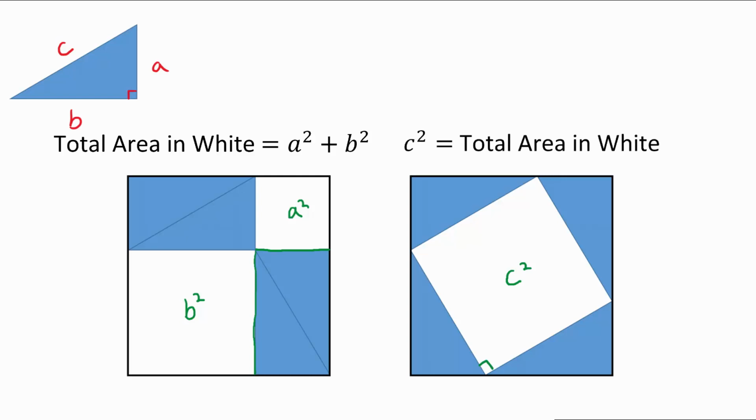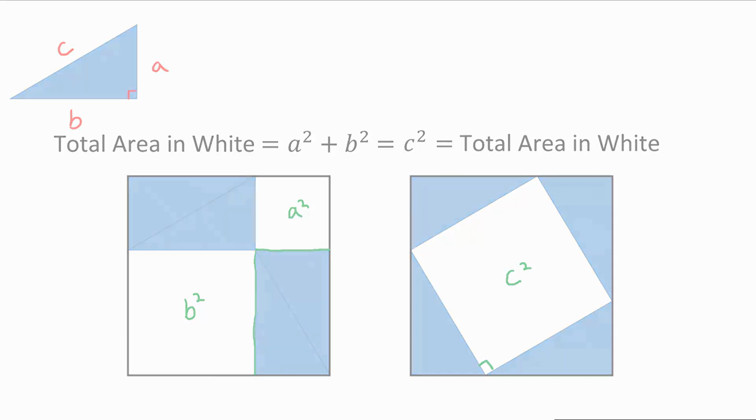But the total area in white in both figures has to be the same because both figures were created by the original copies of the original triangle without overlapping. So that means that A squared plus B squared is equal to C squared. And that completes the proof.